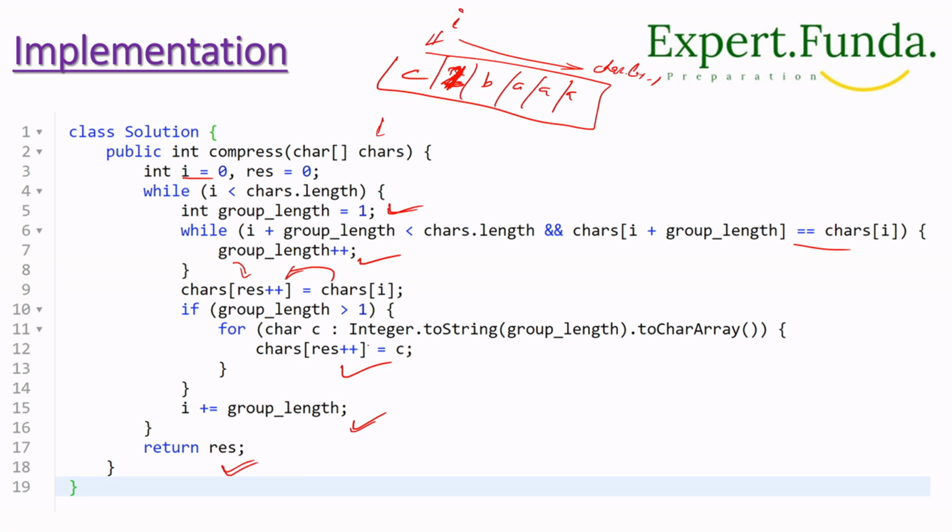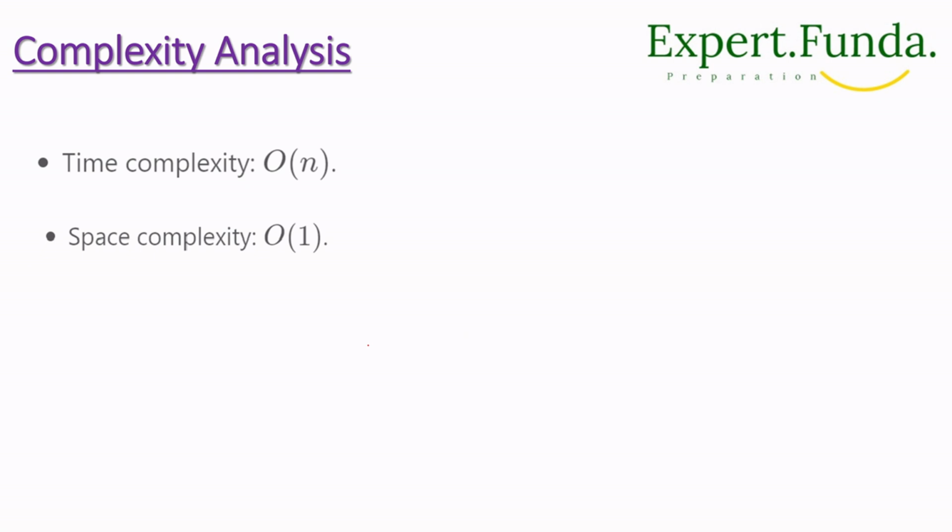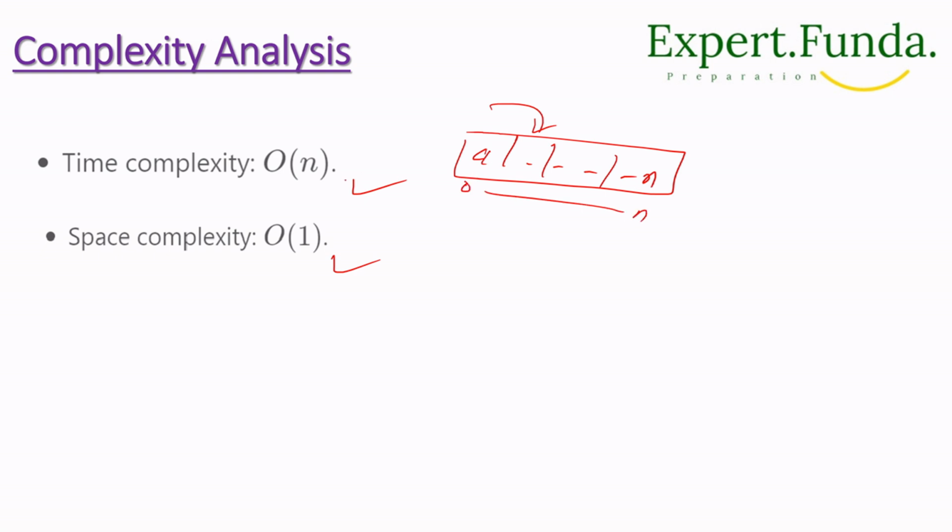Okay, so if we talk about the complexity, the time complexity is O(n), because we are going through all the characters of the array. If we start from 0 to n elements, we have to go through all the elements. And for the space complexity, we are not using any extra space, that's why we are getting O(1).